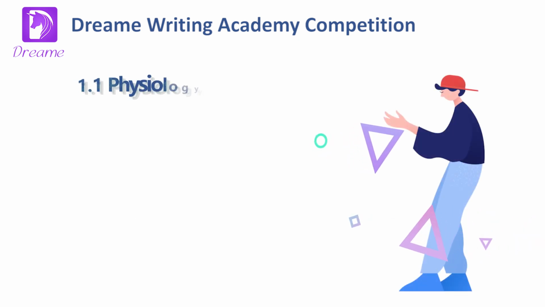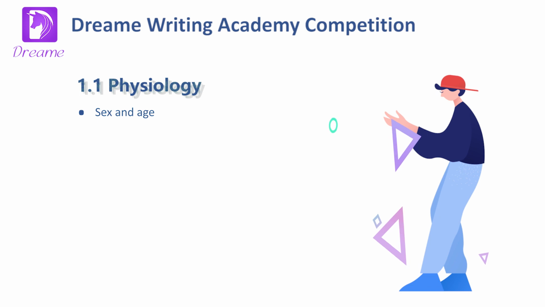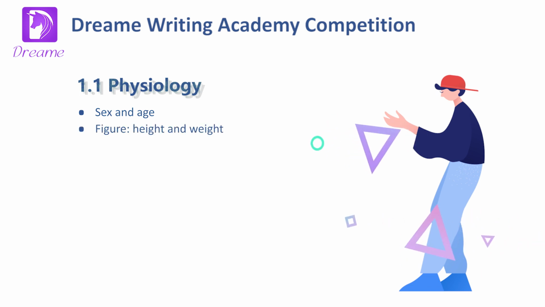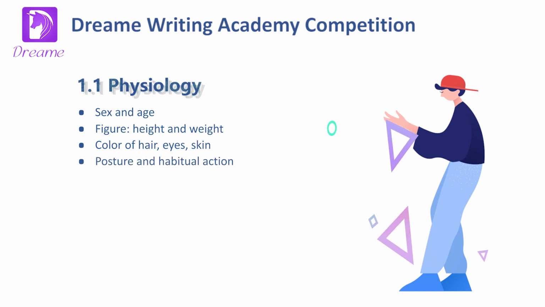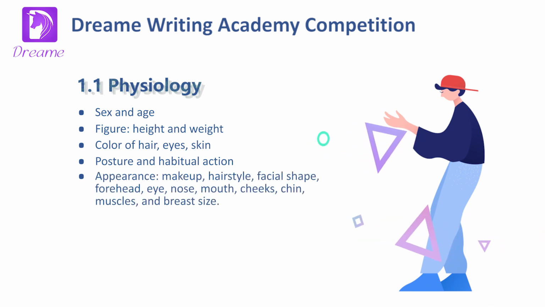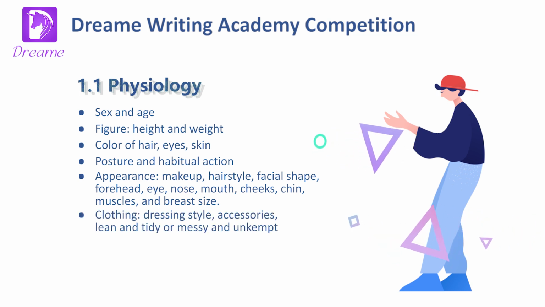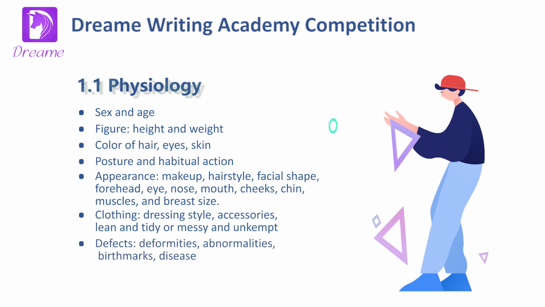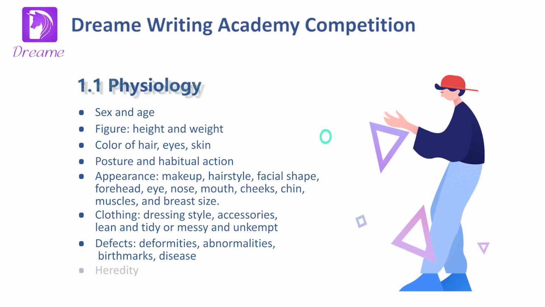1.1. Physiology. What should be considered about physiology is sex and age, figure, their height and weight, the color of their hair, eyes, skin, their posture and habitual actions, their appearance in terms of makeup, hairstyle, facial shape, forehead, eyes, nose, mouth, cheeks, their chin, muscles, and breast size, their clothing, dressing style, accessories, lean, tidy, or messy and unkempt, their defects, deformities, abnormalities, birthmarks, or possible disease, and heredity.